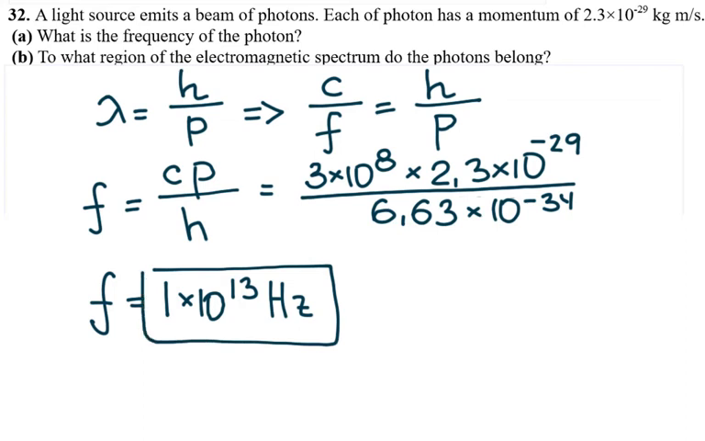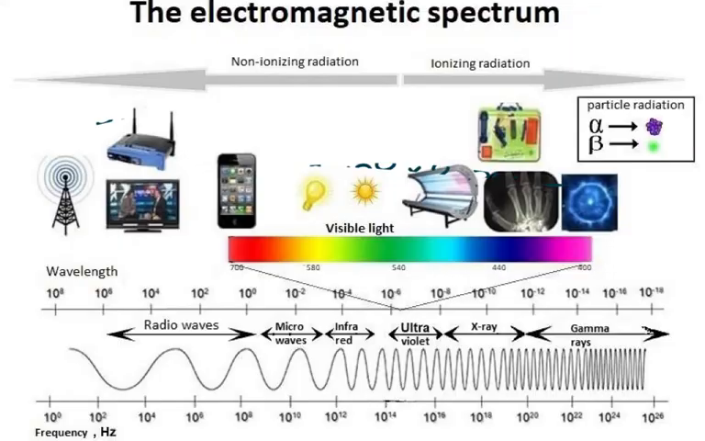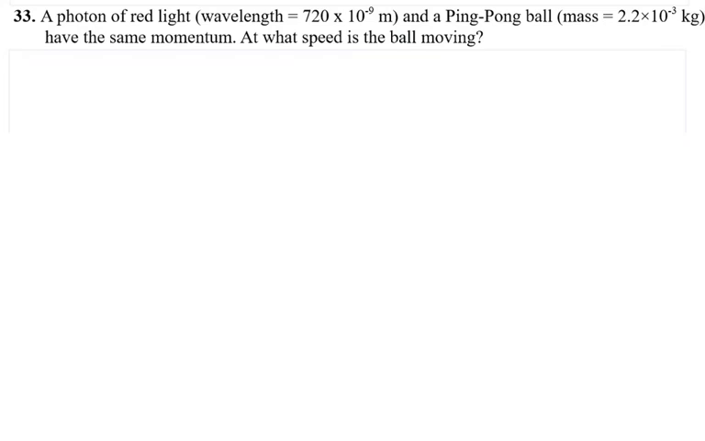And if I look at the spectrum of electromagnetic radiation, I see that 10 to the power of 13 falls somewhere around the infrared frequencies. In this question, a photon of red light with a wavelength of 720 × 10^-9 meters, and a ping pong ball of mass 2.2 × 10^-3 kilograms have the same momentum.